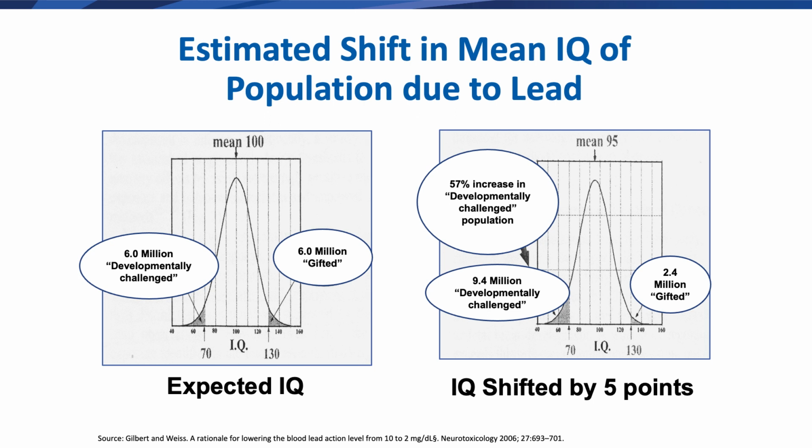A reduction in the mean of 5 IQ points through exposure of lead, 5%, would result in only 2.4 million people with IQs above 130 and 9.4 million people with IQs less than 70, an increase of 57% for developmentally challenged people who will likely require some kind of assistance to get through life. The real tragedy of lead poisoning in the 21st century is that some children are losing the potential to be successful in life. Two graphs comparing expected IQ to IQ decrease by 5 points due to lead exposure.